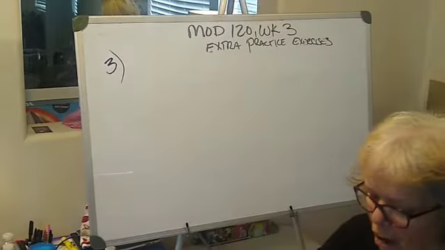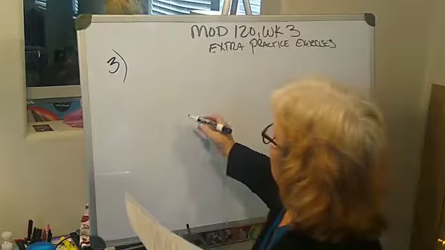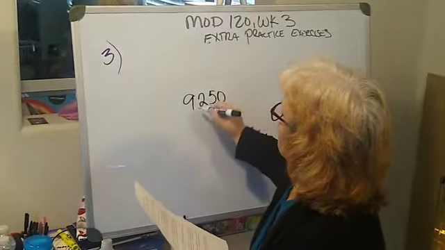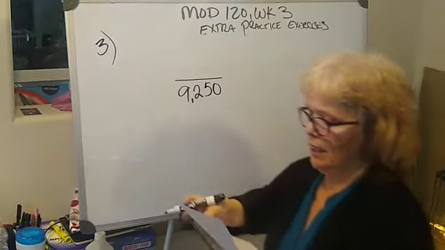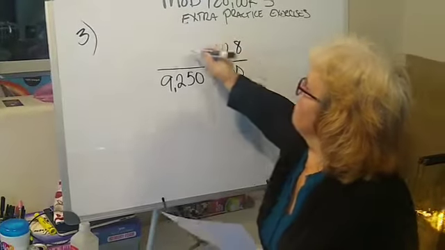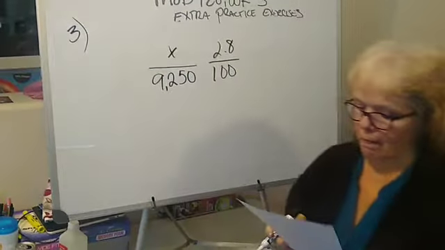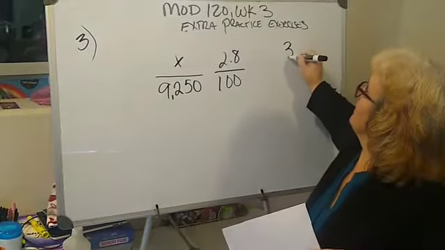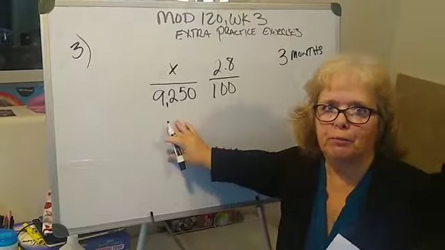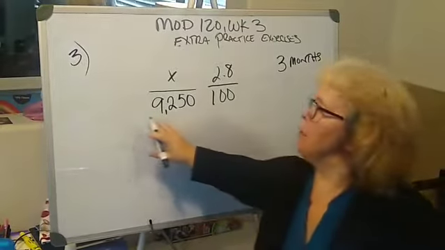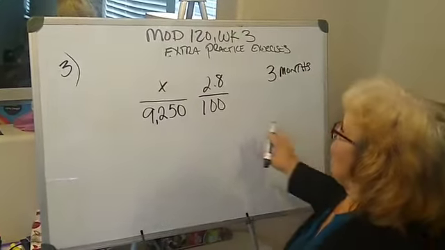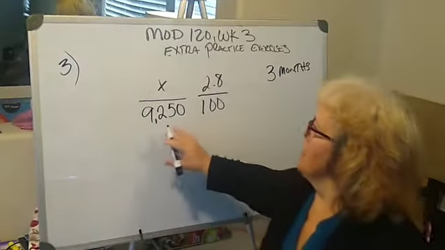Okay? His car loan was $9,250. His interest was 2.8%. So, he was in the hospital for 3 months. He didn't pay any on his principal during those 3 months, so the principal amount that he owed stays the same. So we have to figure out what is his interest on this loan.